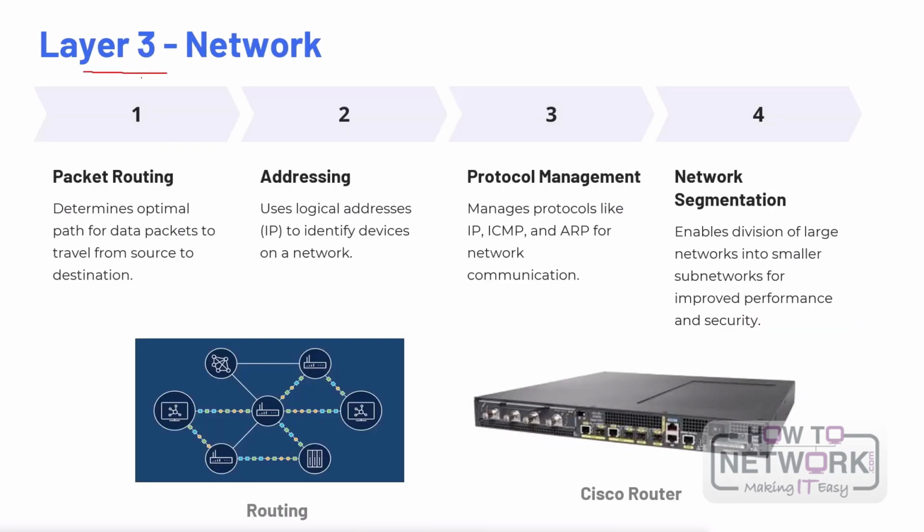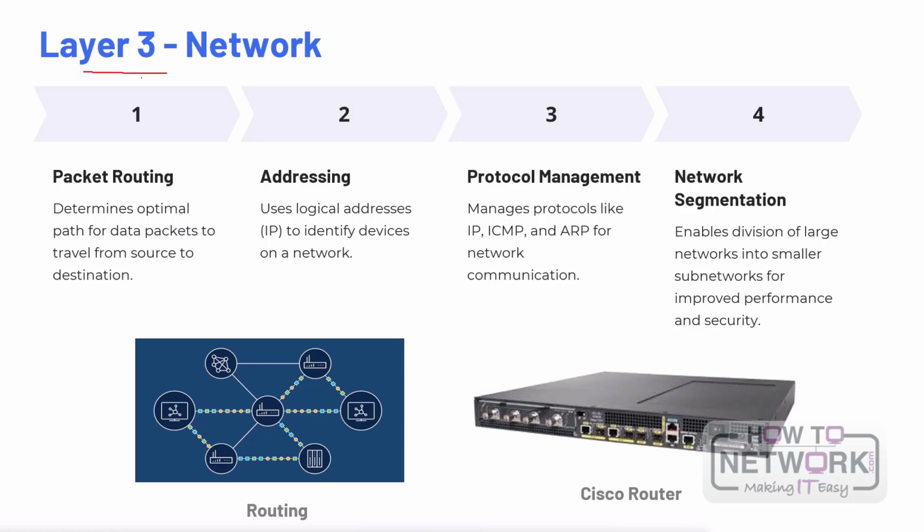Let's talk about the third layer, which is the network layer. It is responsible for managing the flow of data packets across different networks. It operates above the data link layer, which handles local communication, and below the transport layer, which ensures reliable end-to-end delivery. The network layer is the backbone of internet connection, enabling devices on different networks to seamlessly exchange data.